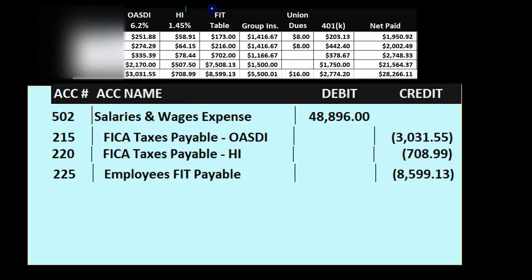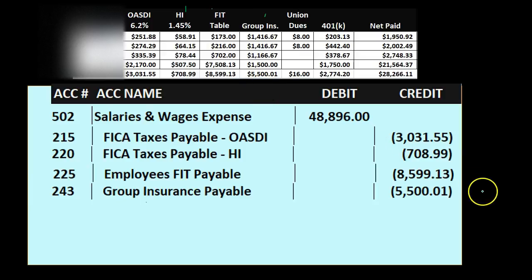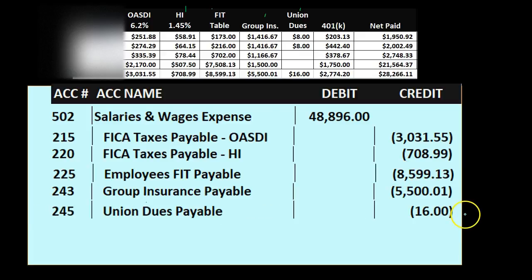And then we got the FIT that we're going to have to pay, $8,599.13. It's going to be a credit to FIT, $8,599.13. Then we're going to have the group insurance, $5,500, that we will be removing collectively for the 4 employees. Then we've got the union dues. We're going to take those out too. We're going to have to pay those to the union. So that's going to be a credit until we do so, an increase in the liability. Then we've got the 401k or retirement plan.